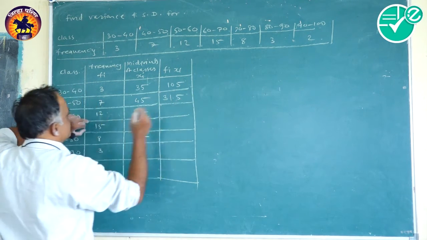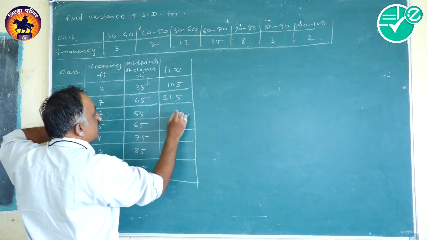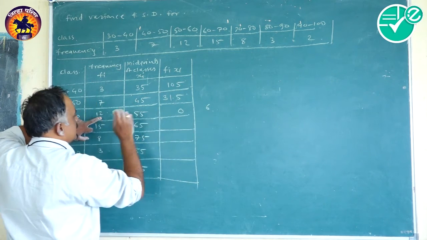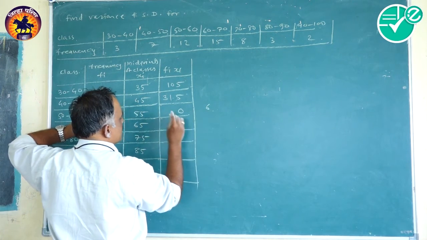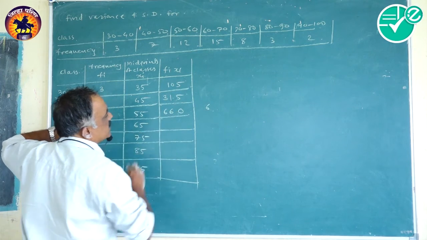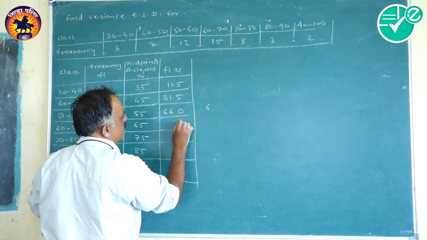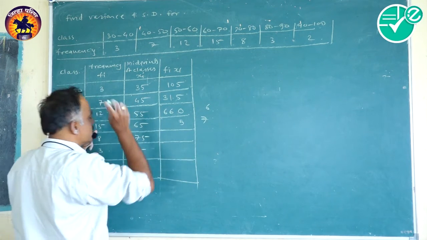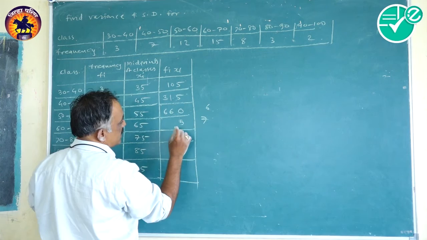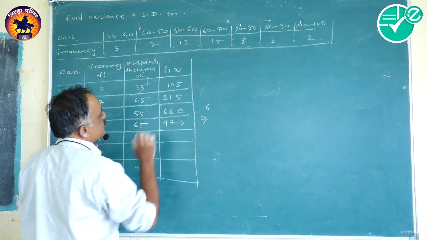Okay, that's correct. 12 into 55. 12 into 5, 60. Carries 6. Then 12 into 5, 60. 60 plus 6, that gives you 66. 15 into 65, 75, carries 7. 15 into 6, 90. 90 plus 7, that is 97.